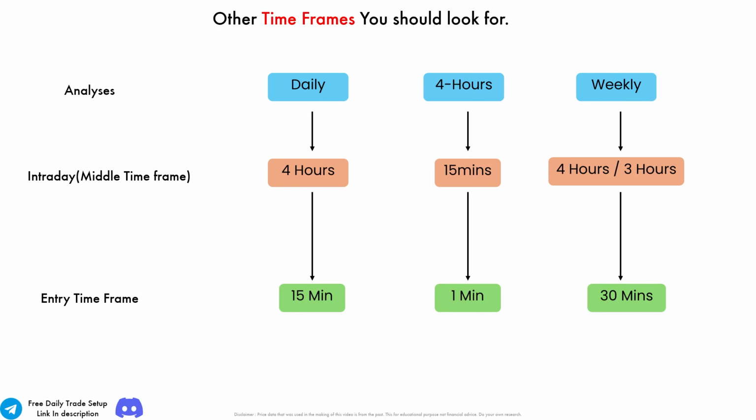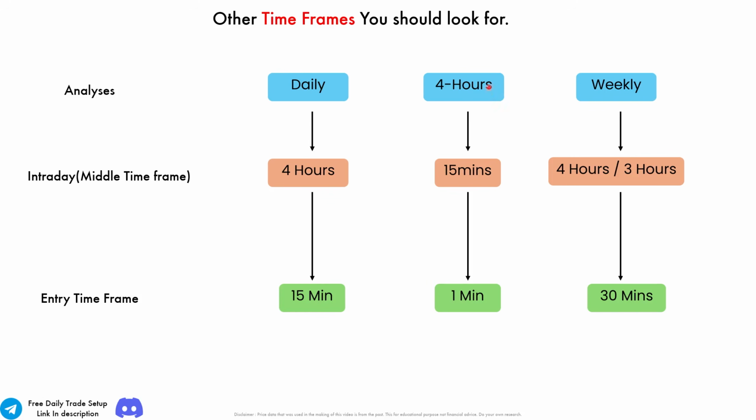This is the other time frame setup that you should at least try to look for. On the daily, we make the analysis, and then we move on to the 4 hours to make the middle time frame. This is where you should look for market structures, and then we have the entry time frame. And sometimes the market can still skip the middle time frame. If you can clearly see it, sometimes the market can move from the 4 hours to the 15 minutes. Sometimes it can be the daily and 4 hours. Sometimes it can be the daily and 15 minutes. It depends on how the market moves in that particular day.